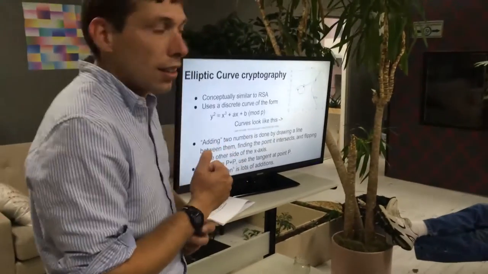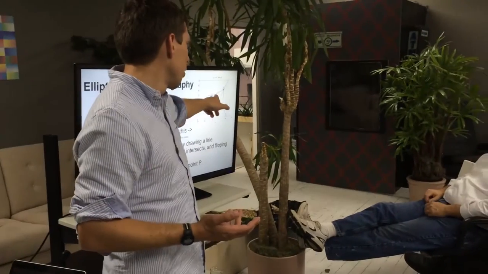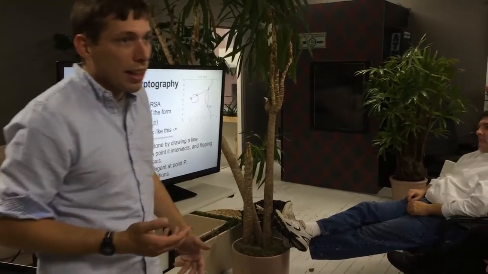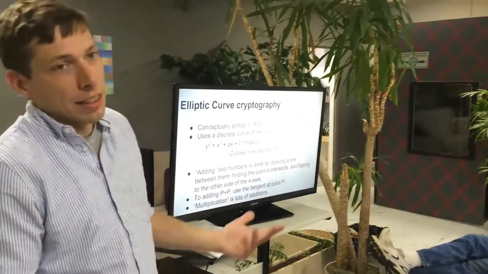I'm just describing addition. If you want to add two things, here are two points. They're sort of like numbers. If you want to add three and four, it's like, why pick three and four? Any number you can use.